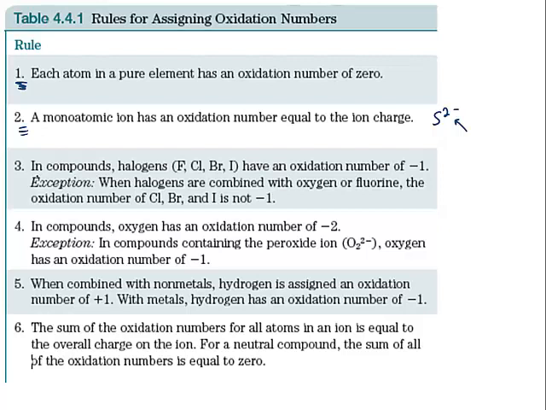In compounds in which fluorine, chlorine, bromine, and iodine are elements, they normally have an oxidation number of -1, kind of like the charge they would have if they were ionic. The exception is if they are bonded to either oxygen or fluorine, in which case they don't have an oxidation number of -1. And so if you have, say, CF4, each fluorine in that compound will have an oxidation number of -1.